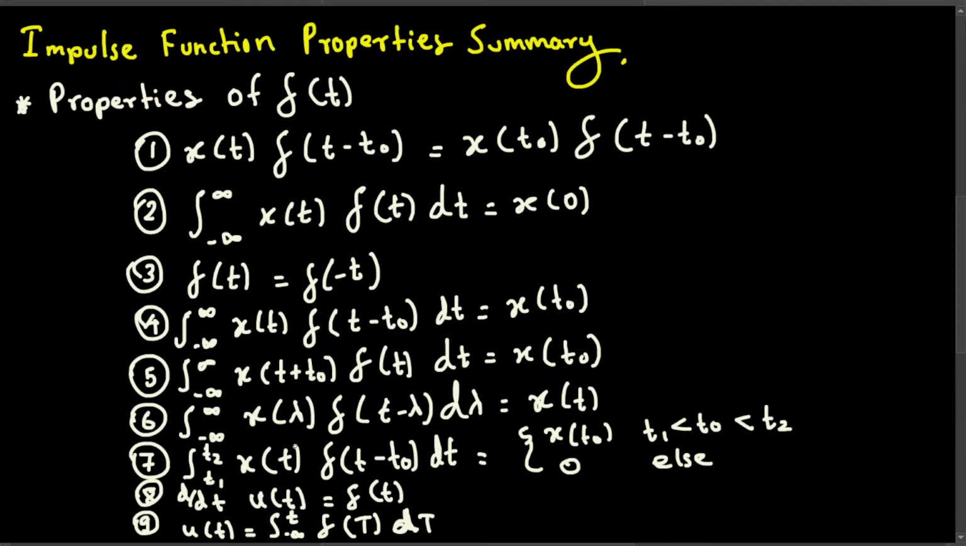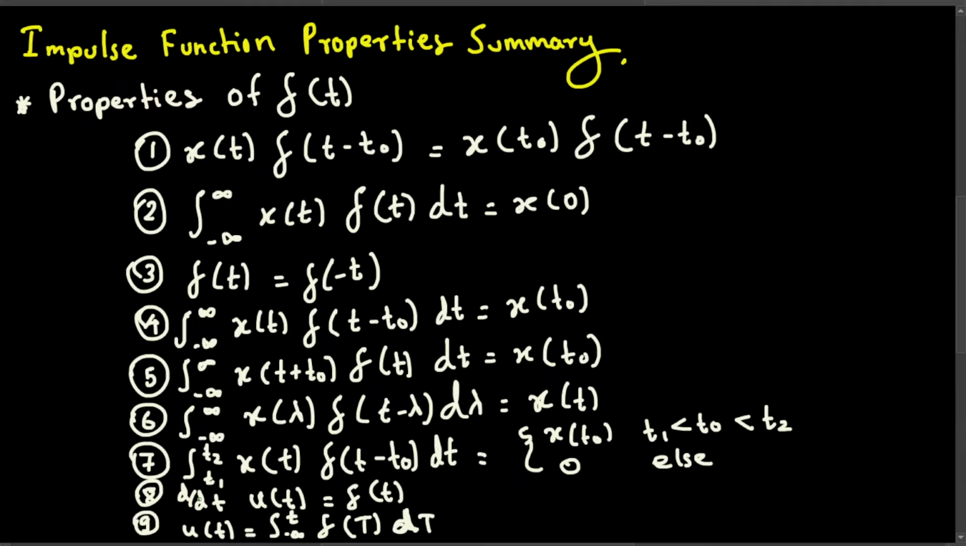And here, the integration from negative infinity to infinity of x of lambda delta of t minus lambda d lambda. Here we are getting x of t because we are integrating with respect to lambda, so t is the time shift. That's why we are getting x of t right here. And then the integration from t1 to t2 of x of t delta of t minus t naught dt. Here again the shift gives x of t naught, and we get x of t naught if t naught is between t1 and t2, because the beginning and ending of the integration are t1 and t2. If t naught is in between these two, then that is x of t naught, otherwise you're going to get 0.